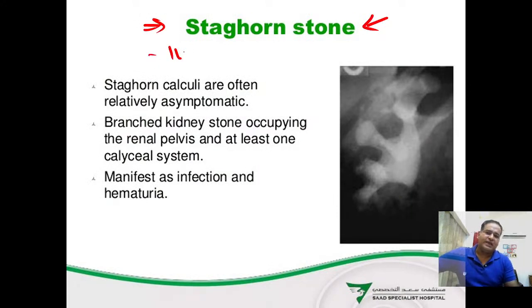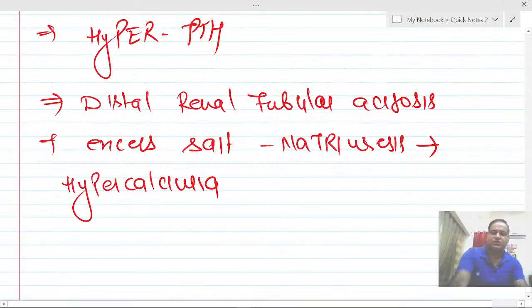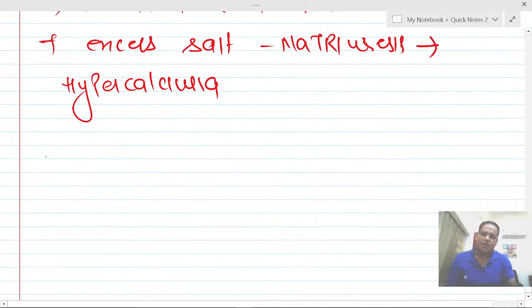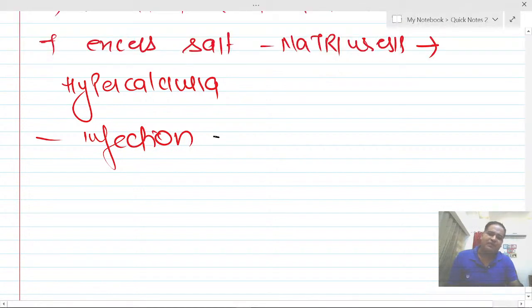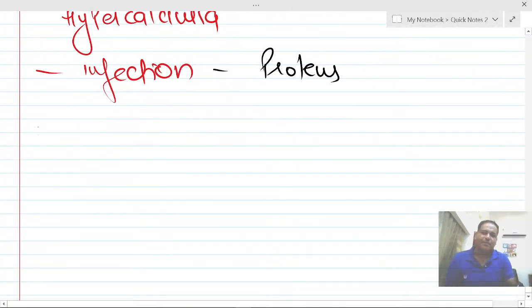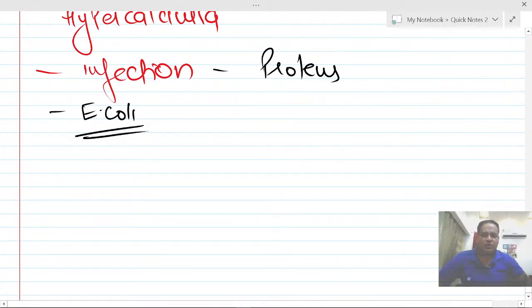Now, the next cause is infection. The next cause of stone formation is infection. Infections sometimes can occur with urea splitting organisms, for example Proteus. Fortunately, E. coli, the common pathogen causing urinary tract infection, does not have urea splitting power.